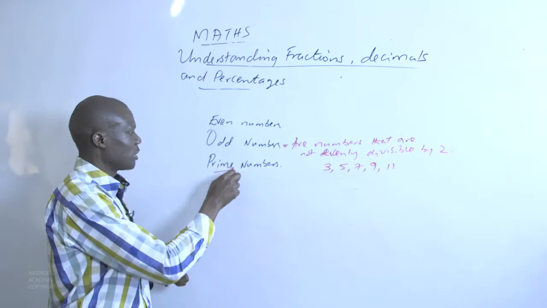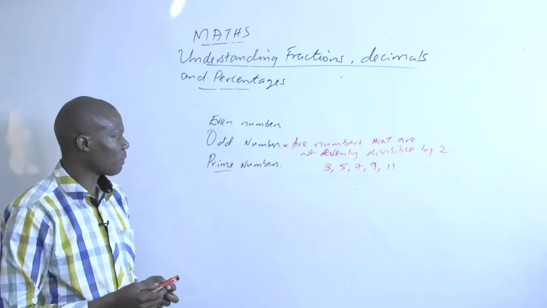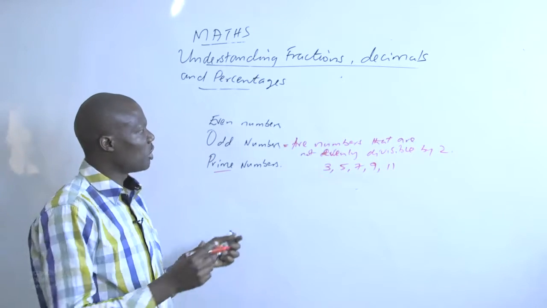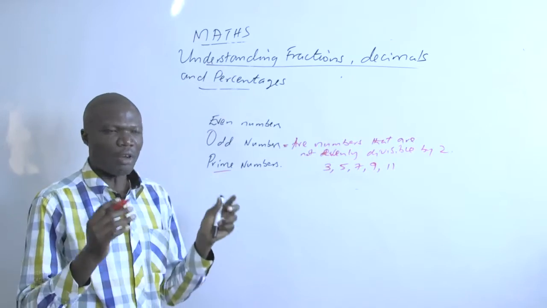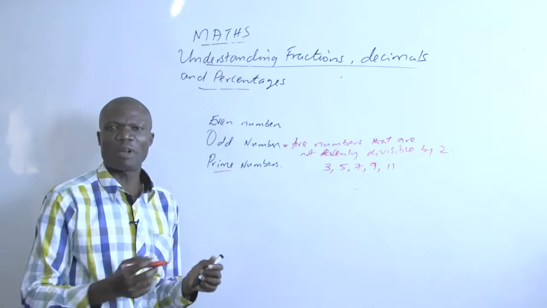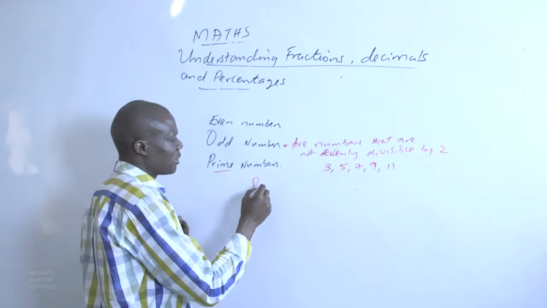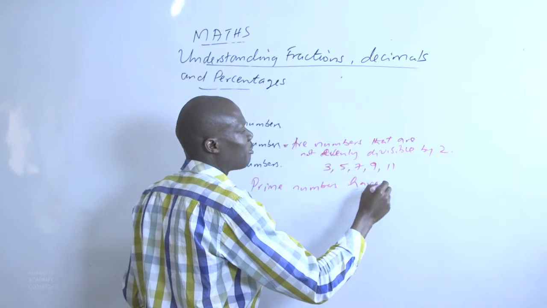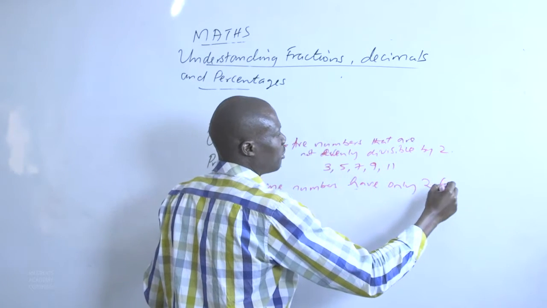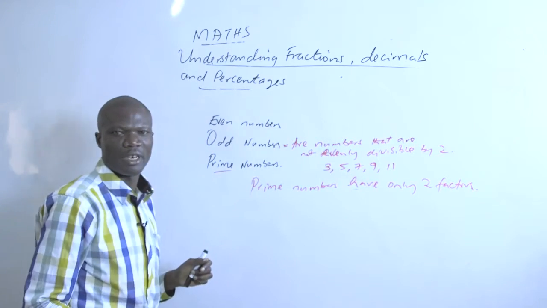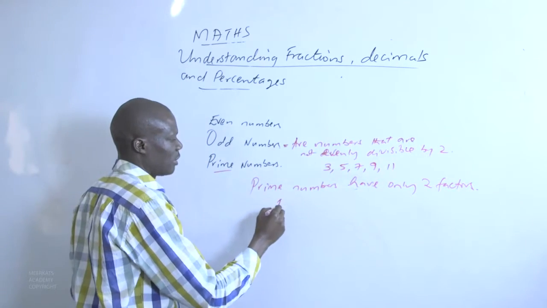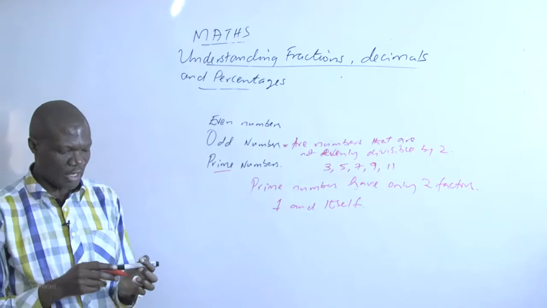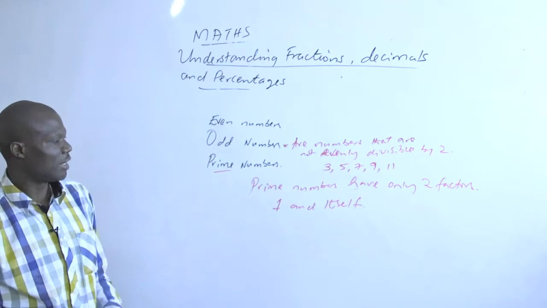The last group is prime numbers. Now for prime numbers, we've seen the issue about factors of a number. How do we tell that a number is a prime number? We say that prime numbers have only 2 factors, and the factors are 1 and itself. So no other number can divide a prime number.